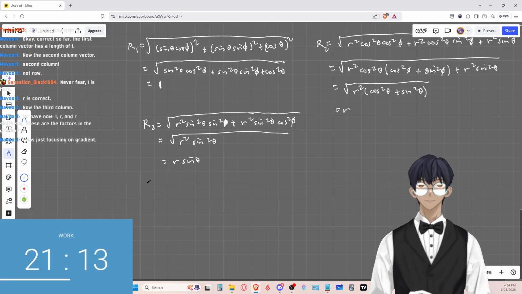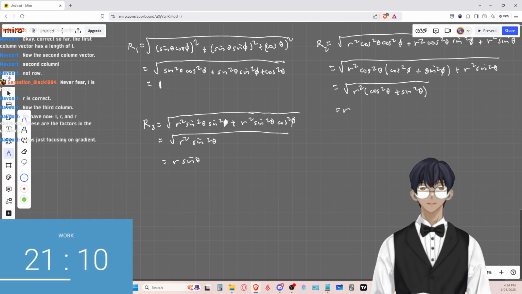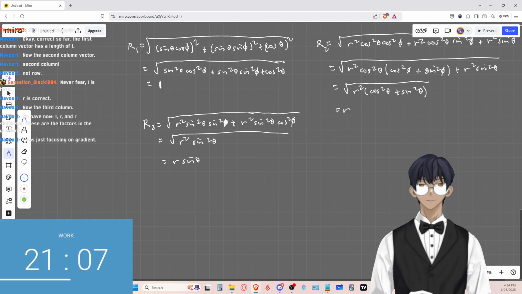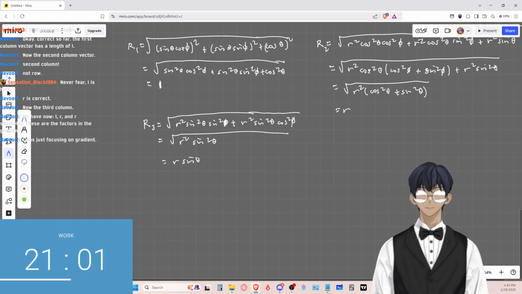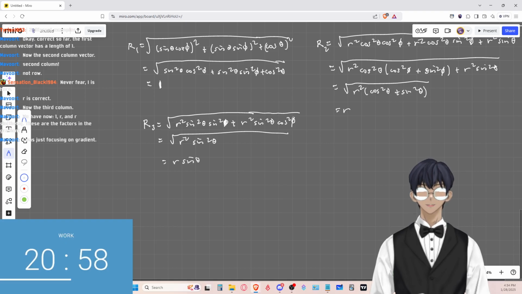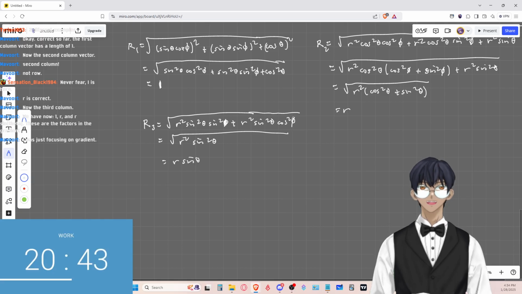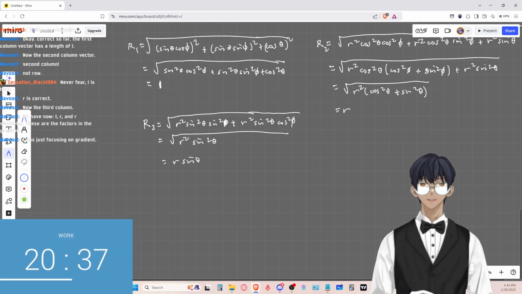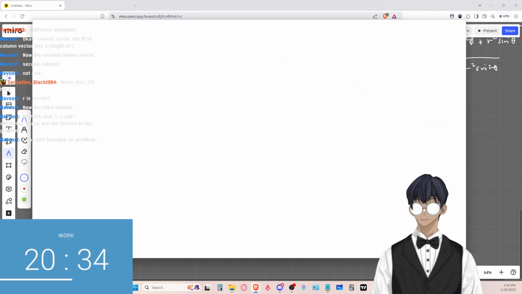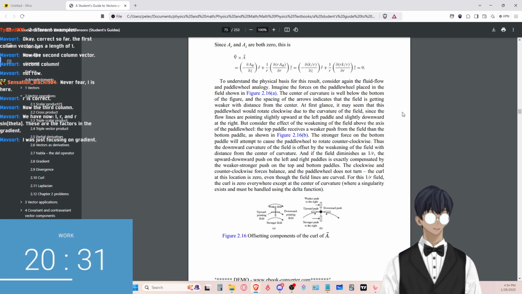Okay, so for curl, how do we think about curl in this book? To understand the physical basis for this result, consider again the fluid flow paddle analogy. Imagine the forces on the paddle wheel being placed in a field. The center of curvature is well below the bottom of the figure, and the spacing of the arrows indicates that the field is getting weaker with distance. I'll pull this down so you can see what I'm reading. I probably should have done that to begin with.